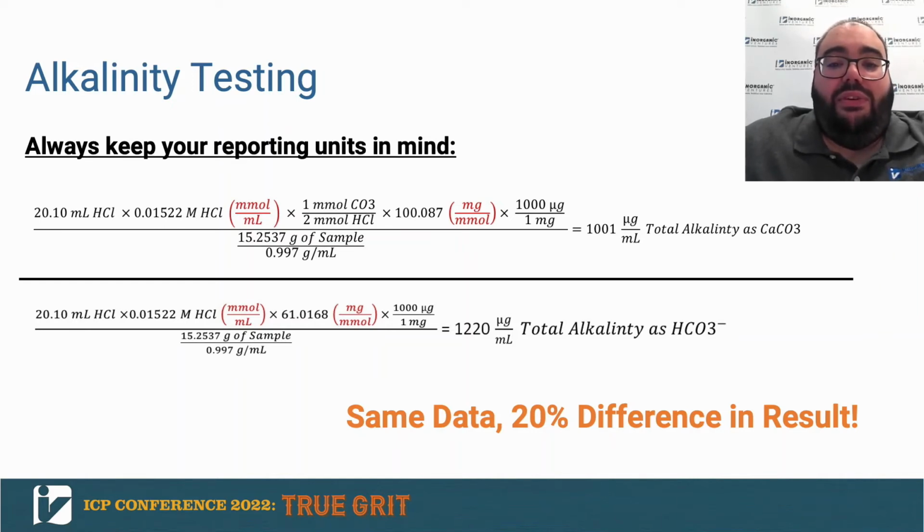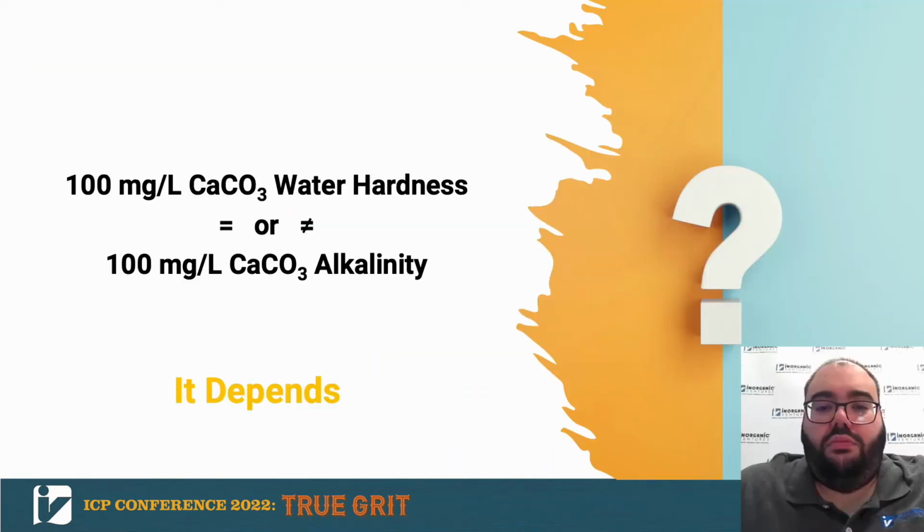Essentially, at the end, once you've calculated everything through, what you'll find is the same exact data, just depending on how you report it, can have over a 20% difference in your final result, just based on what you're reporting it as. So again, usually everything is reported as milligrams per liter of calcium carbonate, but if someone is reporting it as a different unit, you should expect to see some changes.